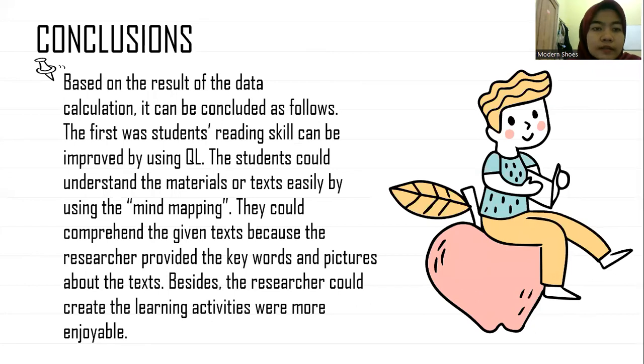Conclusions. Based on the result of the data calculation, it can be concluded as follows. The first was that students' reading skill can be improved by using quantum learning. The students could understand the materials or text easily by using mind mapping.